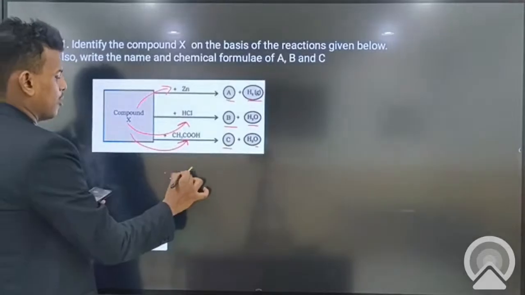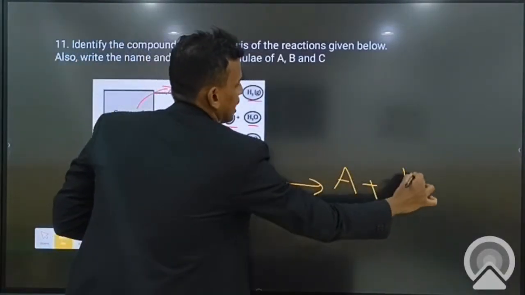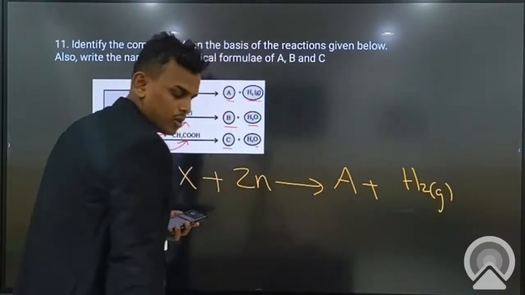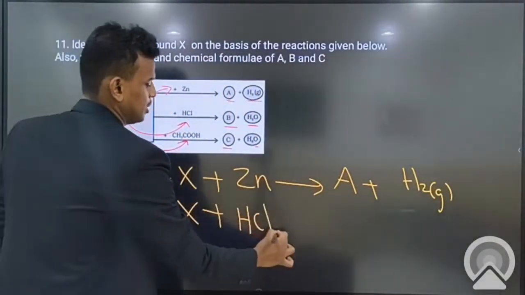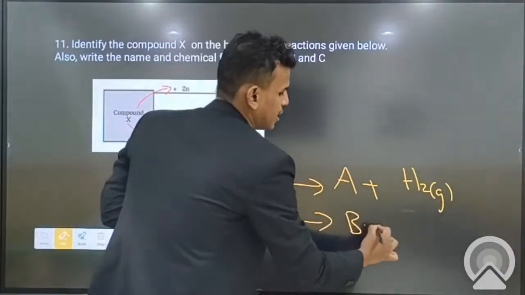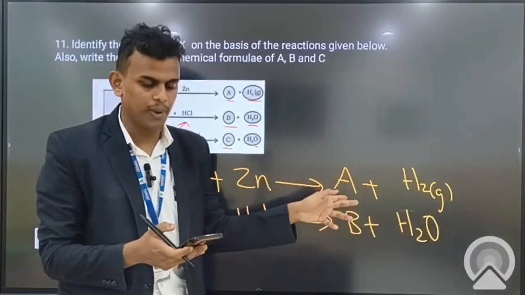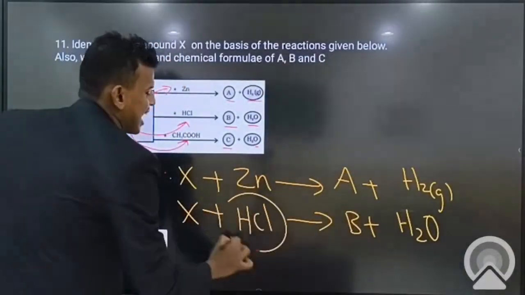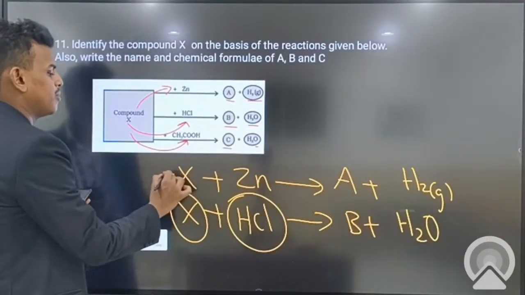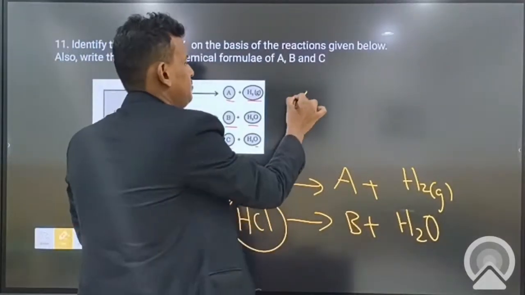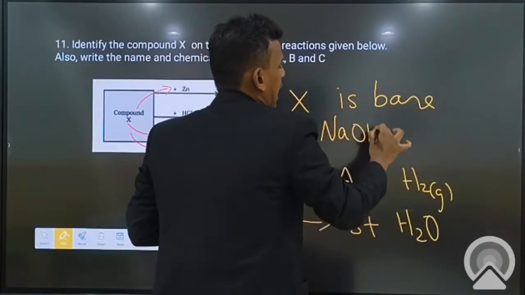Say I have a compound reacting with zinc, forming A and H2 gas. Say I have the same compound X reacting with HCl, forming B and H2O. That means when an acid reacts with a base, there occurs the formation of salt and water. So this one is acid, HCl, and this one will be base. X is a base, either NaOH or KOH, anything.